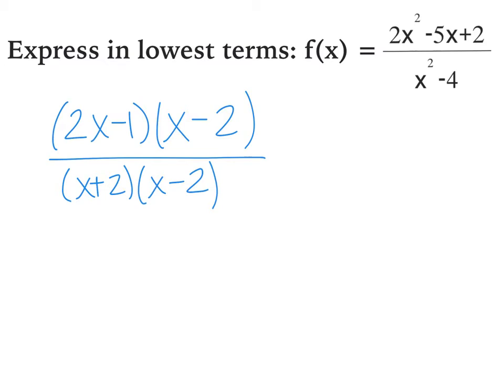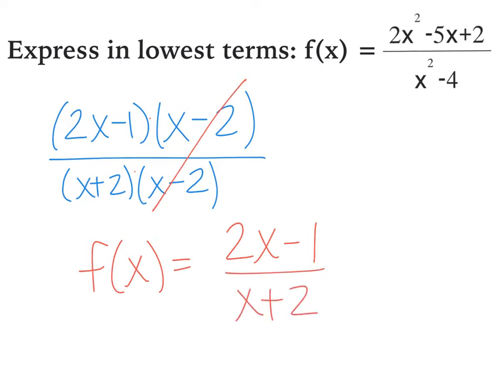So I have 2x minus 1 and an x minus 2 in the numerator, and I have an x plus 2 and an x minus 2 in the denominator. One of my favorite things to do is to cross-cancel because I have multiplication on both top and bottom. So really, in lowest terms, f of x is 2x minus 1 over x plus 2. Moving forward, I can use either function to find anything that I'm looking for because they're both equivalent to one another, which is a really nice trick.